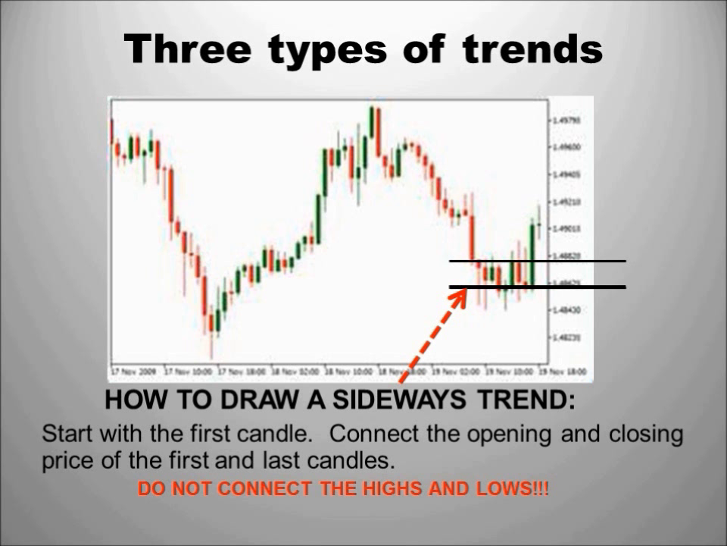We connect the opening and closing, or the bottom parts of the bodies, but not the wicks. And that's how we get our sideways trend. And notice that in this trend, the bodies stay between the lines. Now, the lines were tested, but the candles did remain inside the lines, as we can see here.